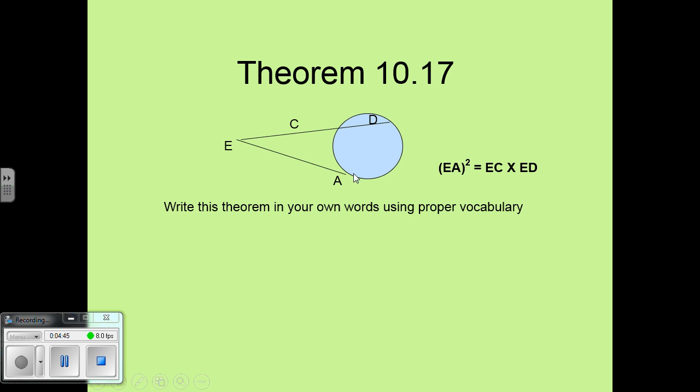So you have your tangent segment, EA, and you have the secant, ED, and this C should be right here intersecting. It just didn't copy correctly, but that should be where this is intersecting the circle at C. All right, so then this theorem says, if I take EA and I square it, that's going to be equal to EC times ED.